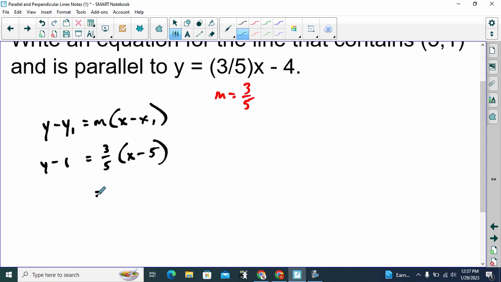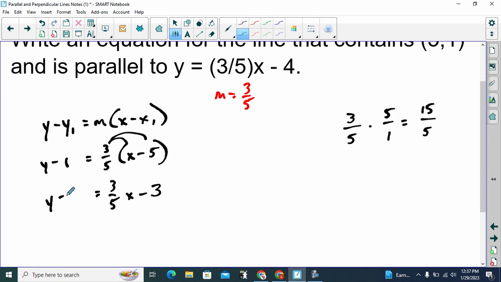Distribute. 3/5 times x. 3/5 times negative 5, positive times negative. 3/5 times 5, 3 times 5 is 15. 5 times 1 is 5. 15 divided by 5 is 3. Add 1 to both sides. Y equals 3/5 x minus 2.